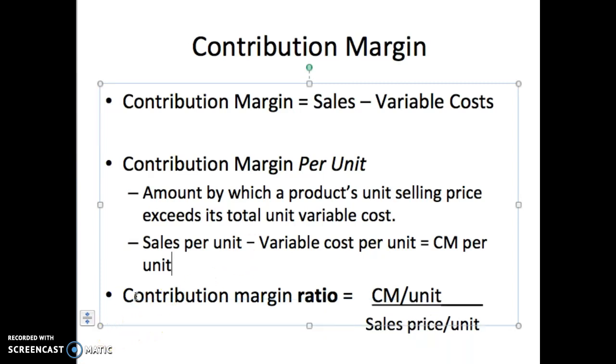And then for the contribution margin ratio, this ratio will give you a percentage. So what you do is you just divide the contribution margin per unit divided by the sales price per unit, or the sales per unit. And then multiply it by 100, so you will get the percentage equivalent.